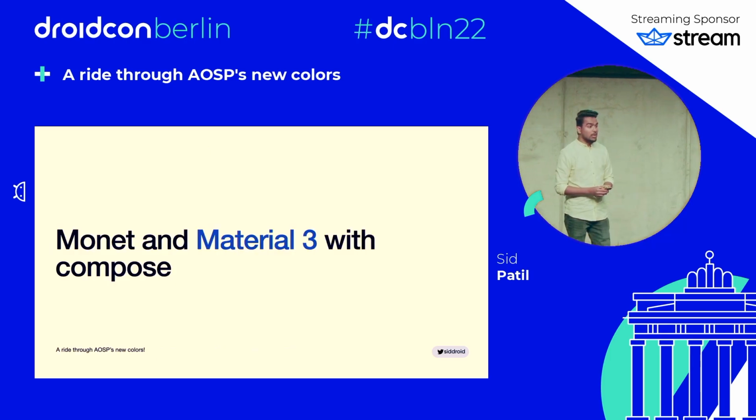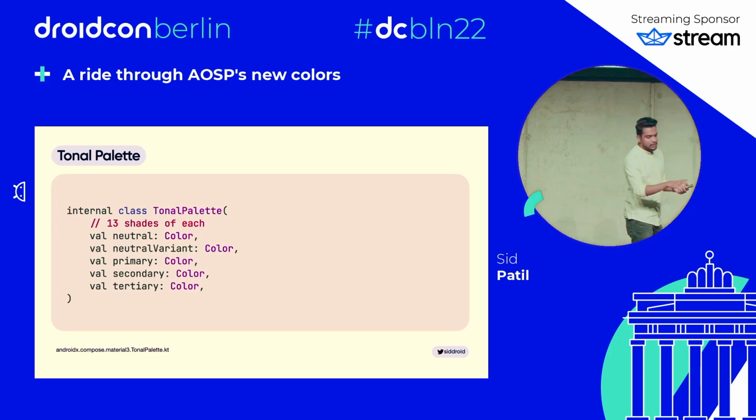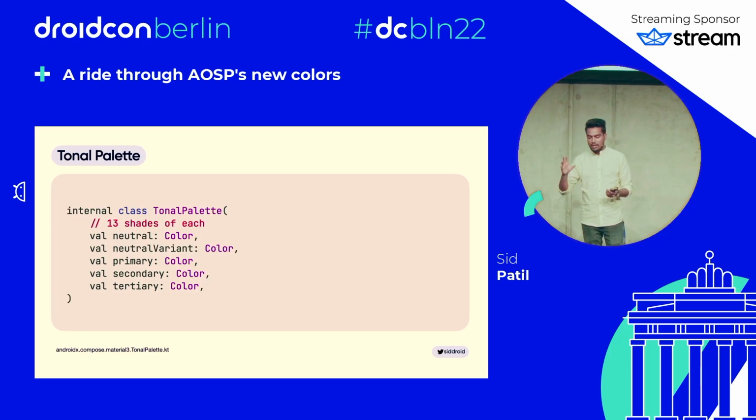So let's see how that works with Material 3 and Compose. We see a class from Material 3 for Compose called TonalPalette. And TonalPalette is made up of, this is the material specification, a primary color, a secondary color, and a tertiary color. And we also see a neutral color and a neutral variant.